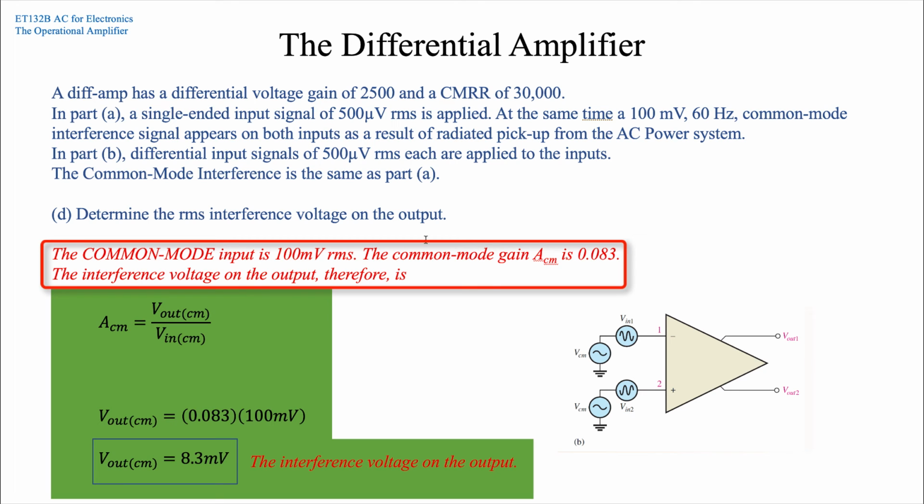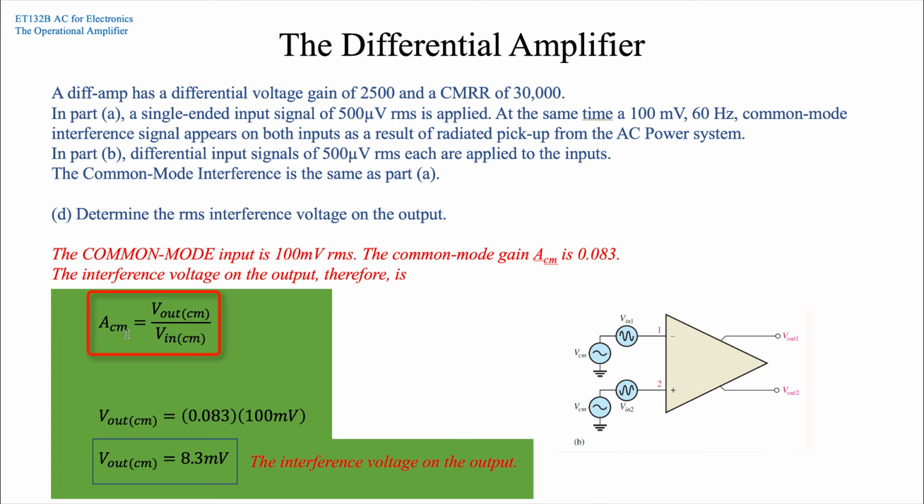The interference voltage on the output, therefore: A_CM, the common mode gain, is equal to V_out CM over V_in CM. So if we turn things around here, we can solve for V_out. A_CM times 100 millivolts, 0.083 times 100 millivolts, gives us a voltage out of 8.3 millivolts. This becomes the interference voltage on the output. So that's the differential amplifier.